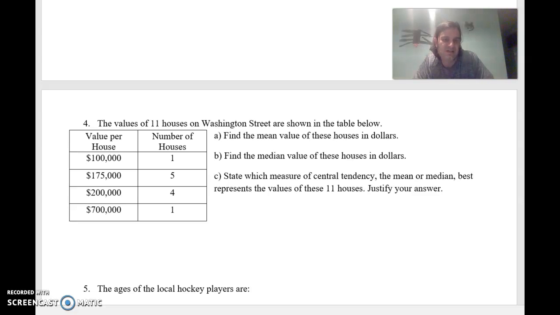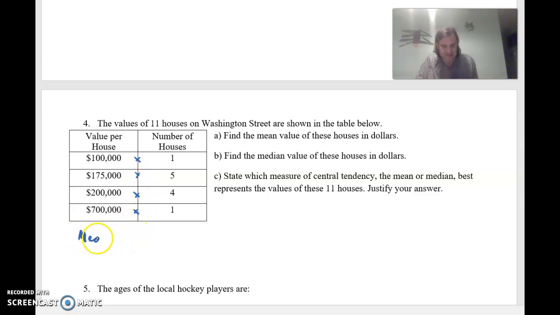Number 4. The value of houses on Washington Street are shown in the table below. Value per house and number of houses. So we've got a value and then we have a frequency table more or less. It says find the mean value of these houses in dollars. So more or less we're going to have to not only add things up, but we're going to have to kind of multiply across here.